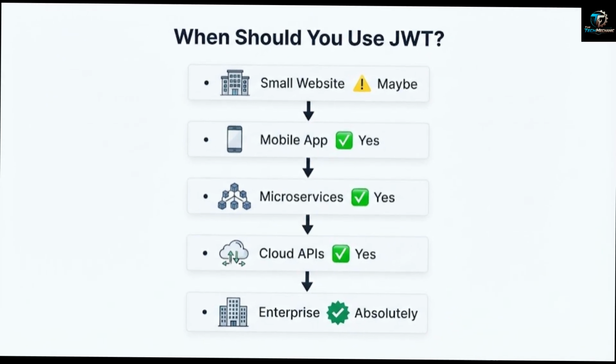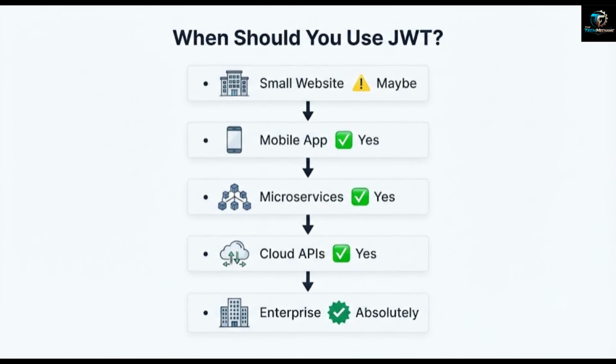JWT is ideal for APIs, mobile applications, cloud-native systems, and microservices because it enables stateless authentication. For very small applications, server sessions may still be sufficient. Architects choose JWT when scalability and distributed systems are important.